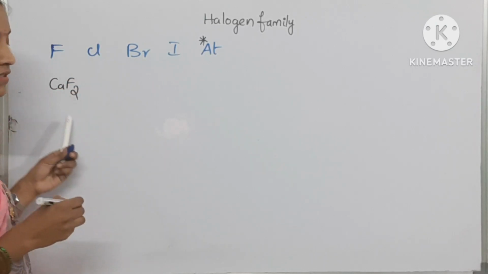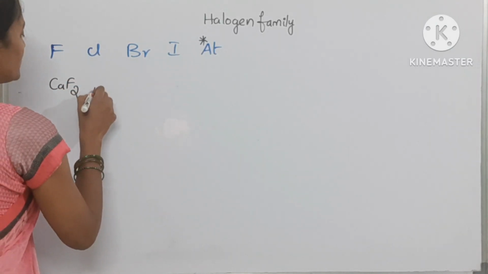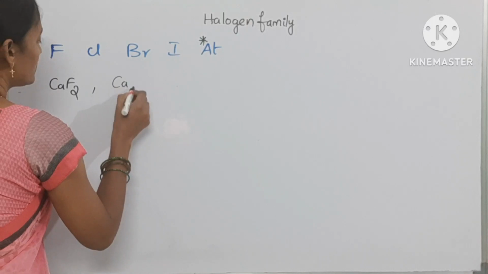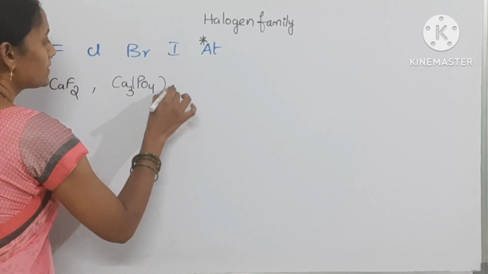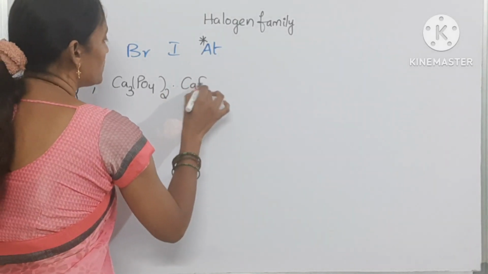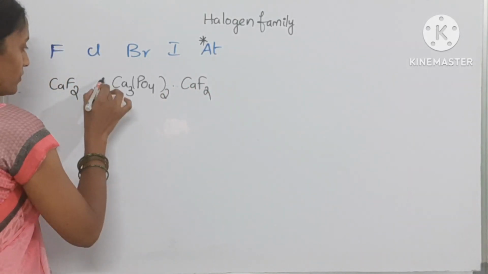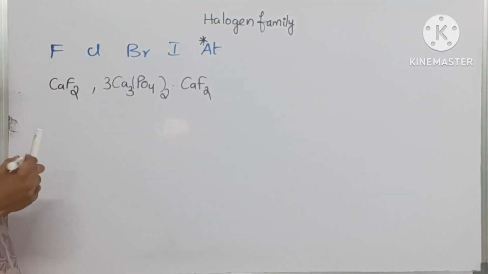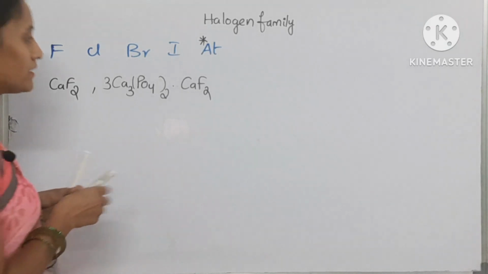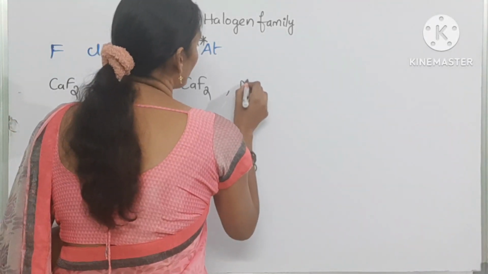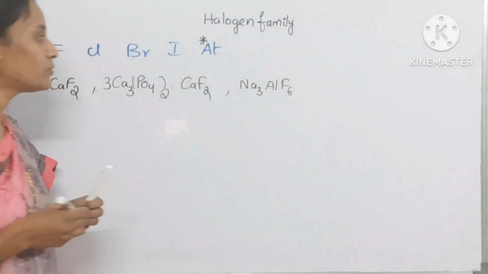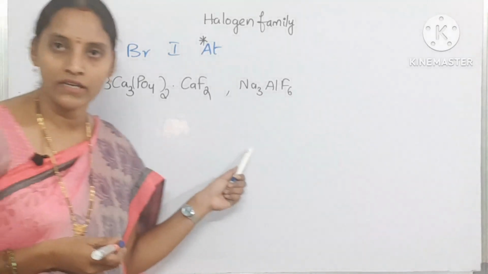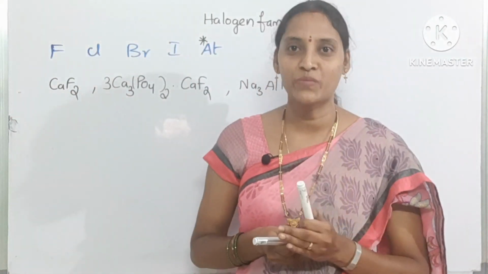CaF2, this is the fluorspar. Ca3(PO4)2 taken twice with CaF2, this is the fluorapatite, 3Ca3(PO4)2 you can add. And also cryolite, Na3AlF6. These are the insoluble salts of fluorine containing materials.